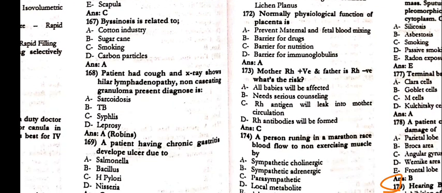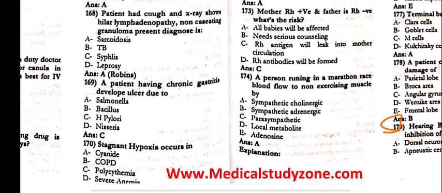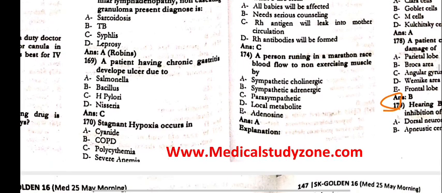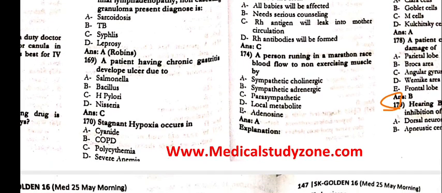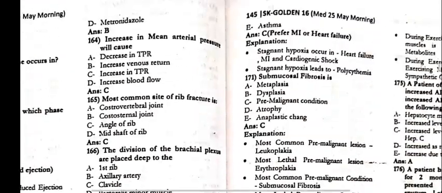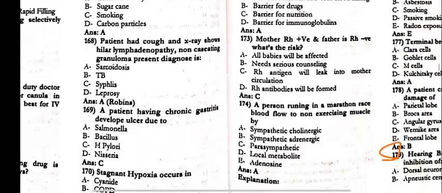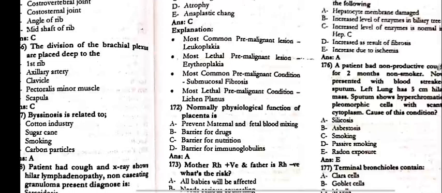The patient has the cough and X-ray shows the hilar lymphadenopathy, non-caseating granuloma. Non-caseating granuloma, definitely sarcoidosis. If it would have been a caseating, we could think about the TB. A patient having the chronic gastritis develops ulcer due to the H. pylori. The stagnant hypoxia occurs in Charlie, which is the polycythemia.